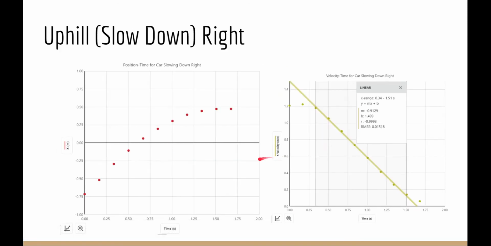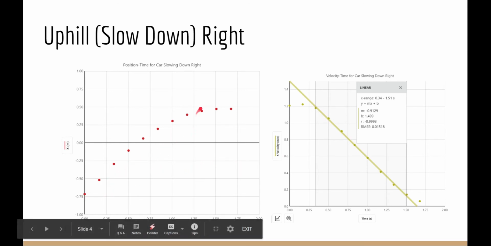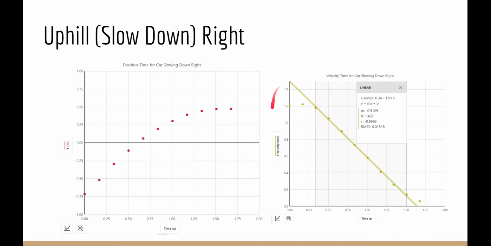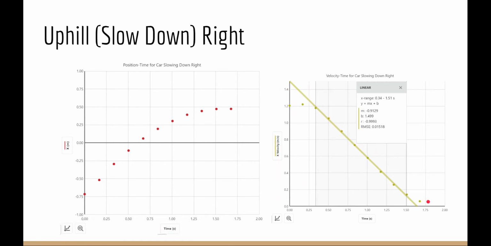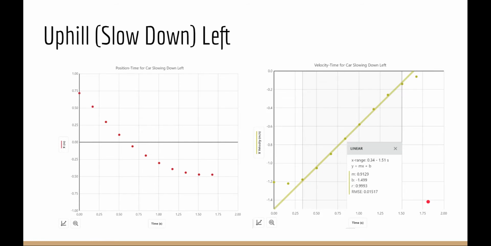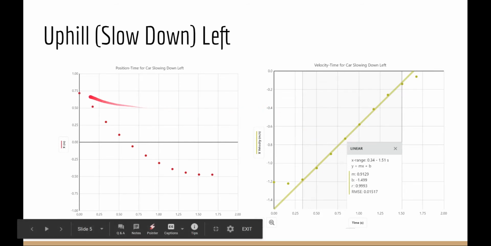If we look at this next one, this is going uphill, so it's slowing down to the right. So this time it starts steep and it gets flatter, but still going in the positive direction or going up on our graph. And then our velocity, positive values that get smaller as time goes on. Last combo we can have is going uphill, so it's slowing down to the left. This time it starts steep, gets flatter as time goes on, start with positive numbers, going into negative numbers at the end. This time we have negative velocities that get closer to zero as time goes on.